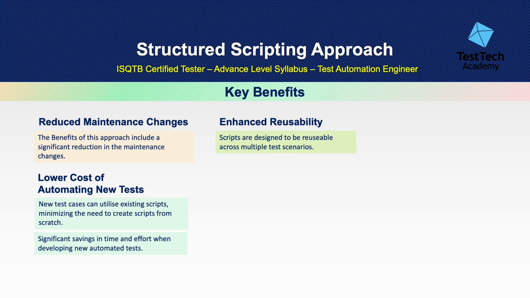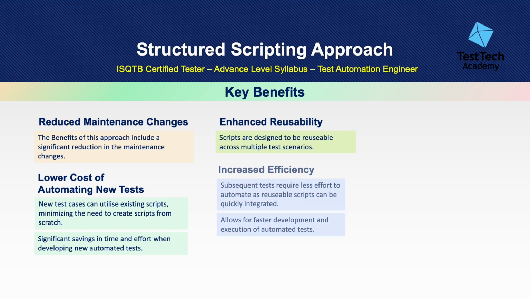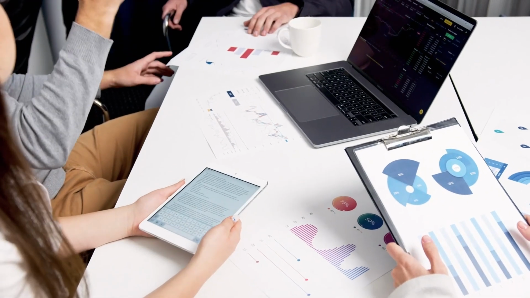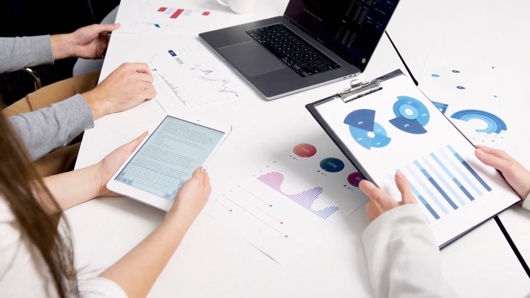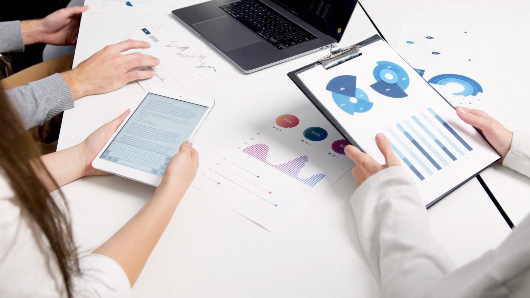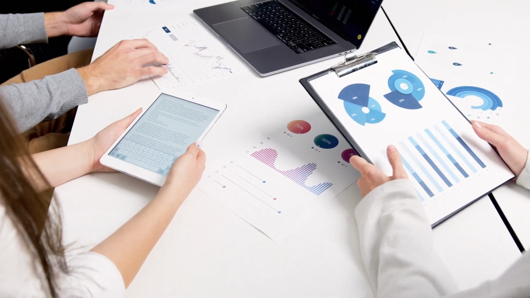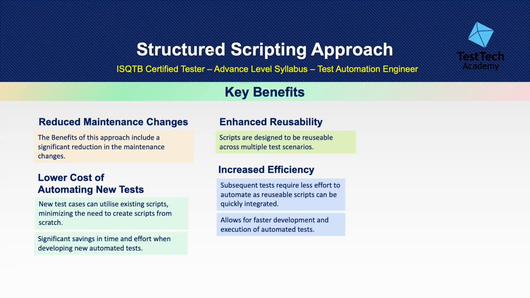Another major benefit is increased efficiency. Subsequent tests require less effort to automate because you can quickly integrate reusable scripts. This allows for faster development and execution of your tests. And lastly, scalability. With structured scripting, you can automate more tests without a proportional increase in the number of scripts. This approach supports large-scale test automation projects effectively.